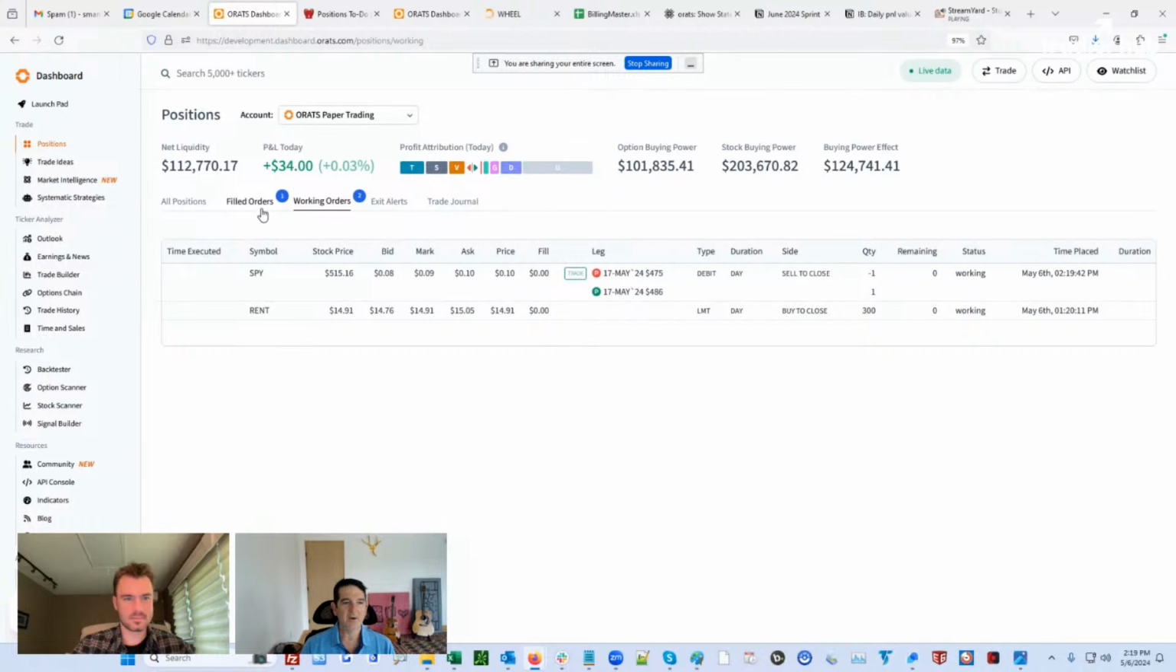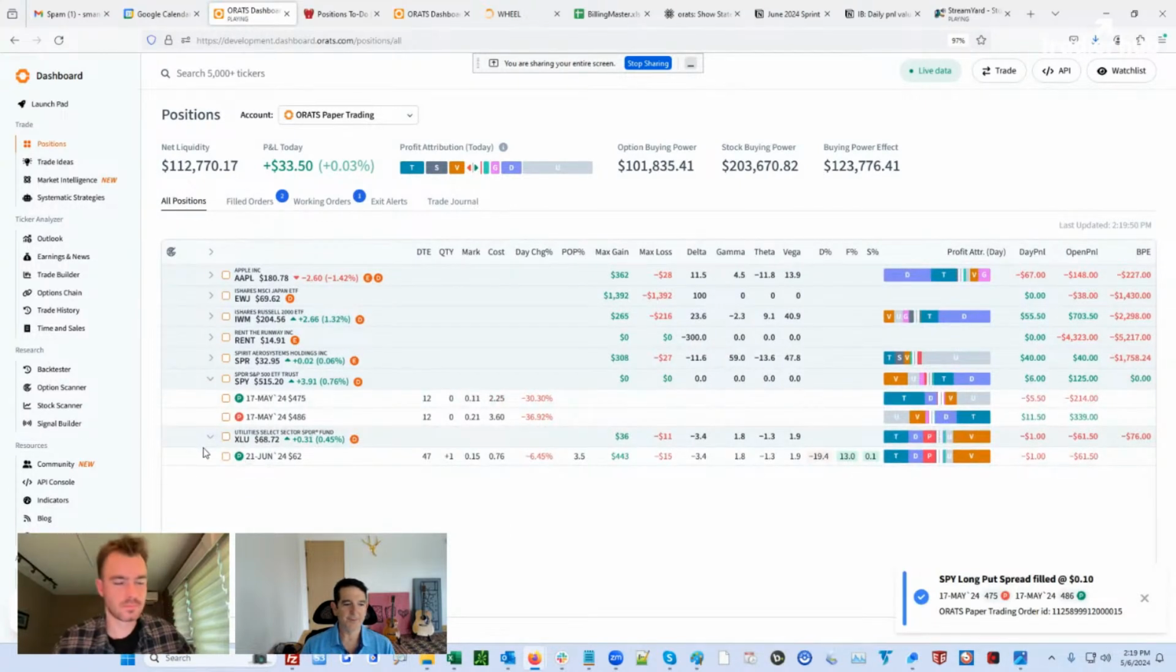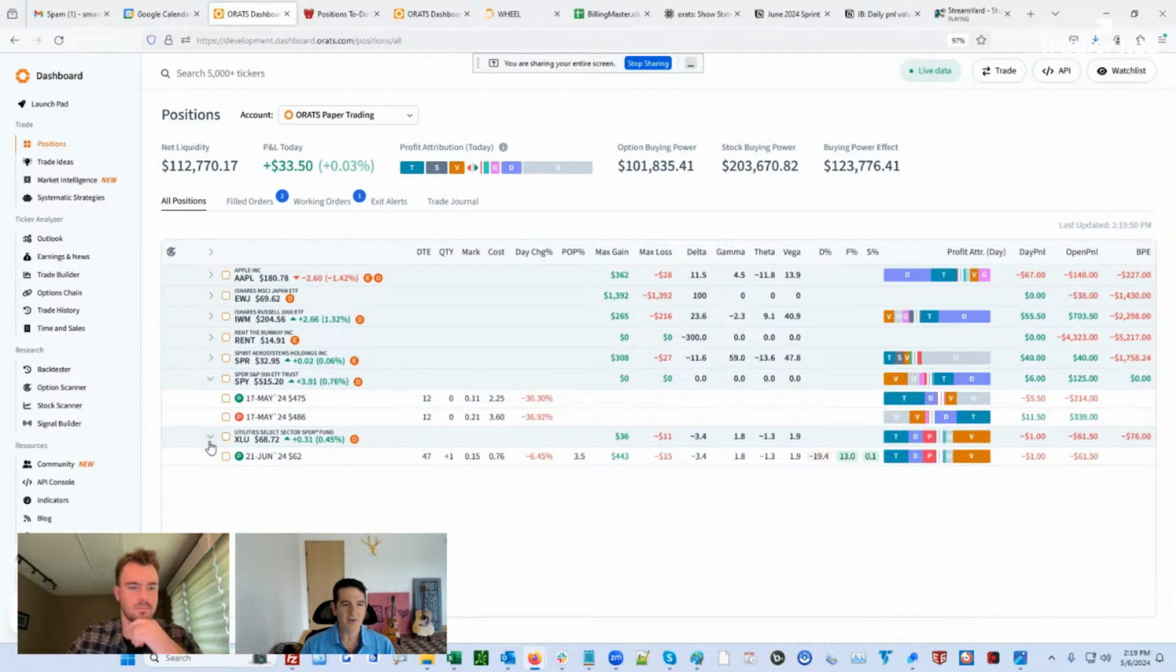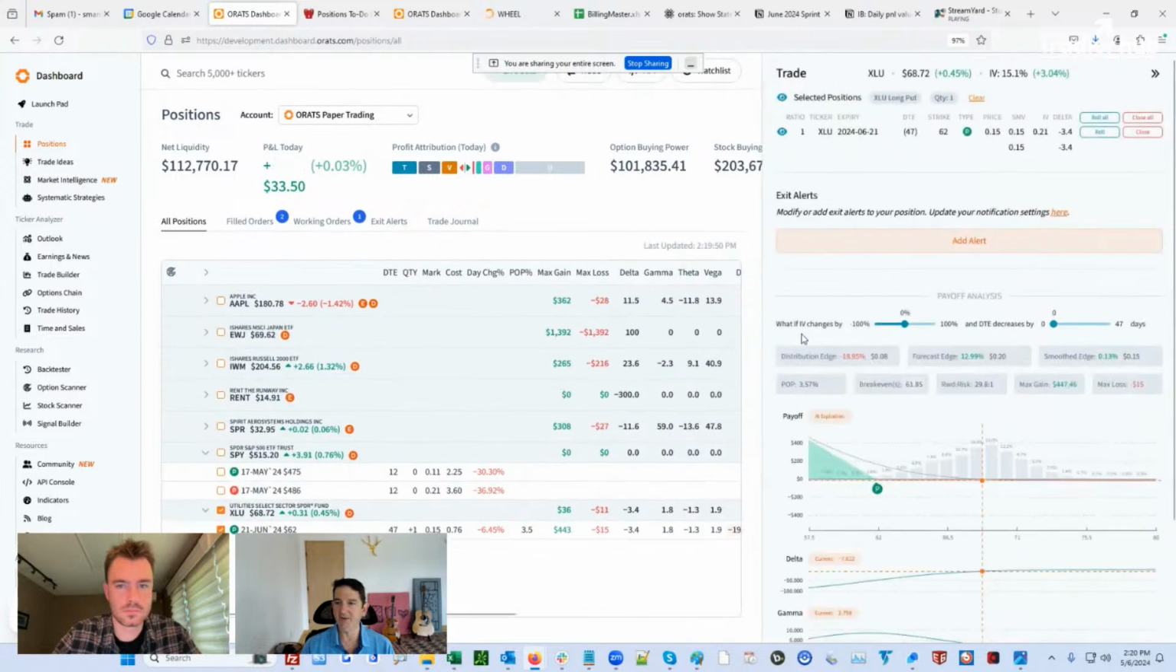All right. So that filled. So back to what Tyler mentioned too. The next thing that we're going to look at is profit attribution. What profit attribution means is how much did the price of this option change from yesterday, and why did it change? There are a lot of reasons why it could change. So let's look at it.